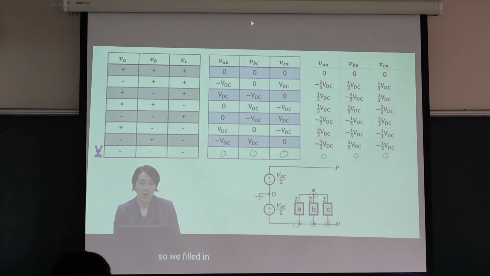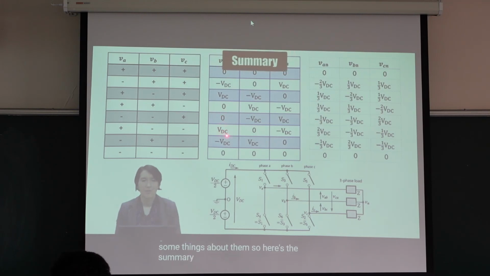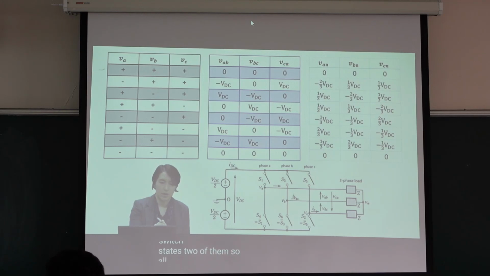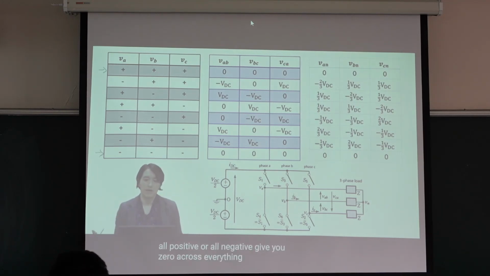So we filled in all the charts, and we're going to notice some things about them. Here's a summary chart of all the different 8 states. So we're going to create another table. There are 8 different switch states. If you can switch all positive or all negative, that will give you 0 across everything.